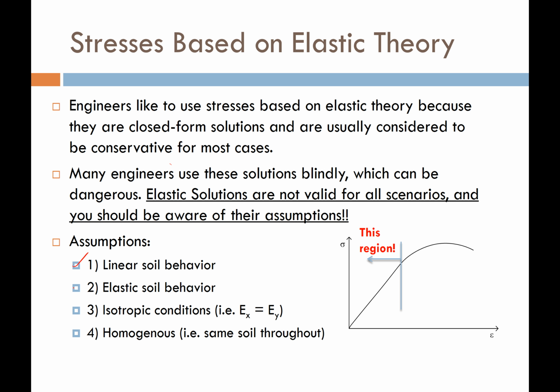We're assuming that the soil is elastic, meaning if I load it up, it's going to deform. If I let it go, it's going to rebound back to its initial state or location. We're going to assume that the soil is isotropic, meaning that the elastic modulus in the x and y directions are equal. And we're going to assume that the soil is homogeneous, meaning that no matter where I am in that soil layer, the same properties are going to exist.